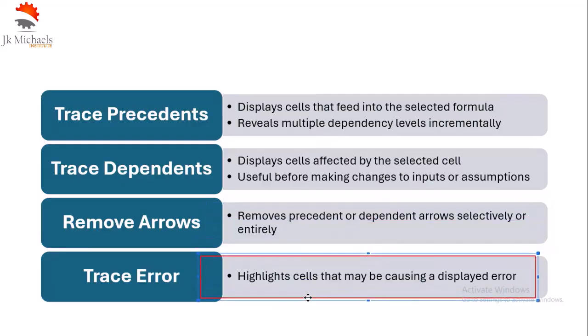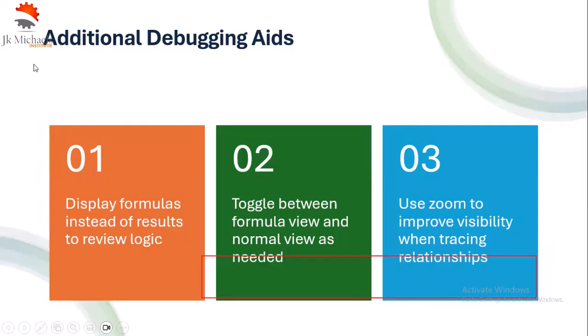And of course, we have trace errors. It highlights cells that may be causing a display error. We're going to have an opportunity to look at some of these when we begin to do our spreadsheet model. Additional debugging tools might include displaying the formulas instead of results so that you can review logic. So there's a formula display tool that allows you to see what the formula is. It's not the logic, it just displays the formula.